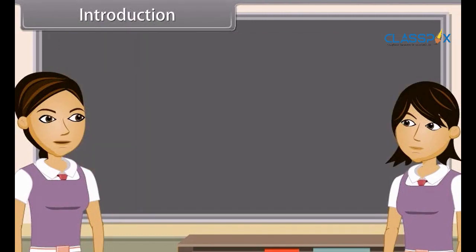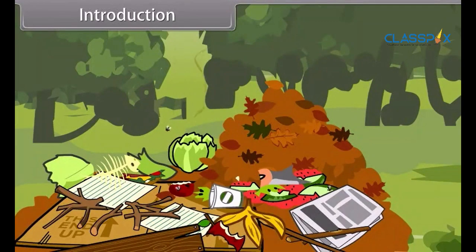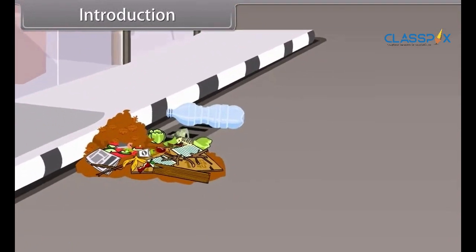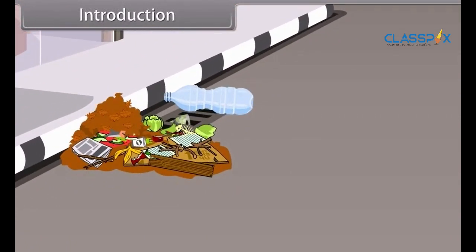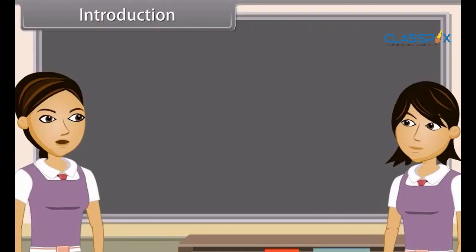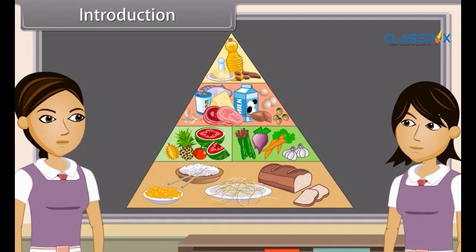Yes, I have noticed so many times when sweeper does not come in my colony, then there is a huge dump of garbage and water is logged, which gives birth to so many bacteria, fungi, flies and mosquitoes, which in turn give rise to various dangerous diseases. One more thing which controls good health is balanced food. That is why my mother and grandmother always ask us to eat food properly.